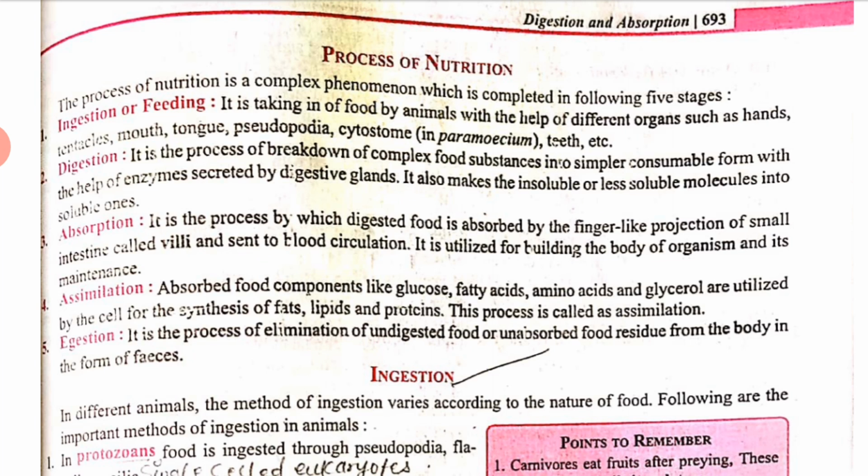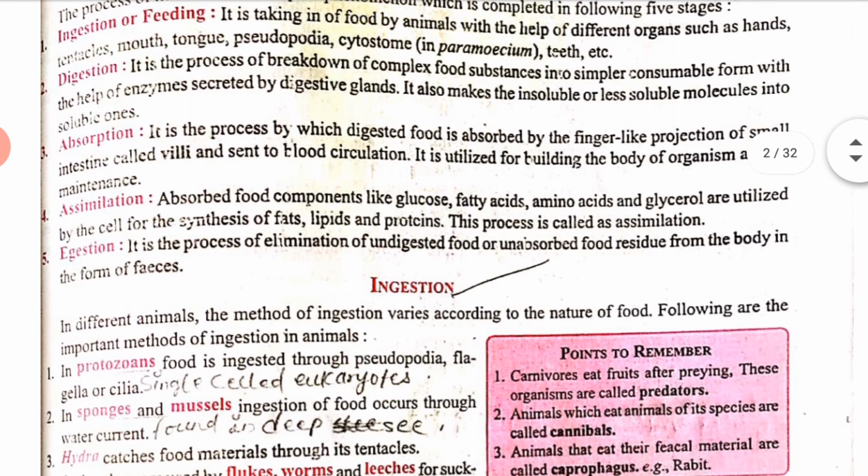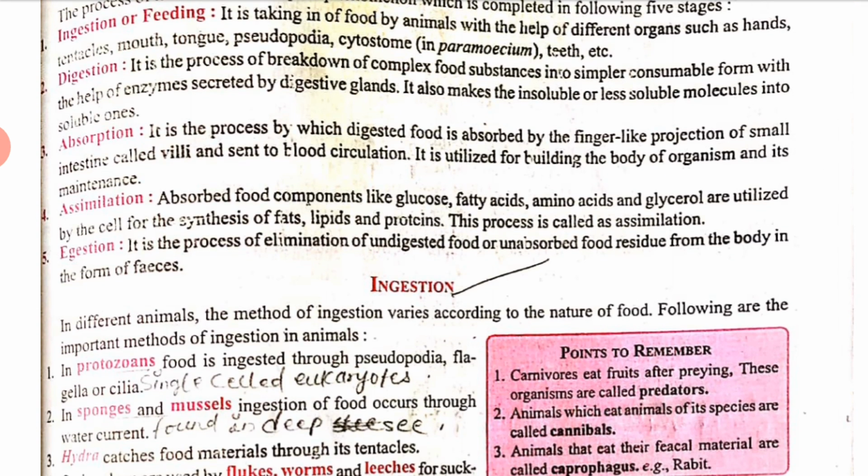Next we have absorption. Now the digested food is converted into blood, lymph. In this process the digested food is absorbed by the finger-like projections of the small intestine, called villi, and is sent to the blood circulation. The villi help to send the food material into the blood circulation, and it is utilized for building the body of the organism and its maintenance. So this is known as absorption.